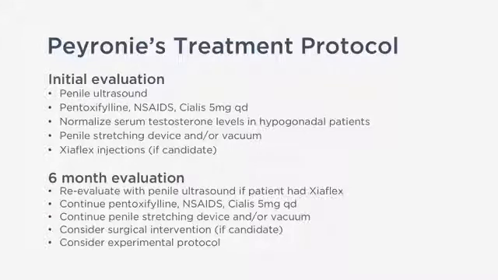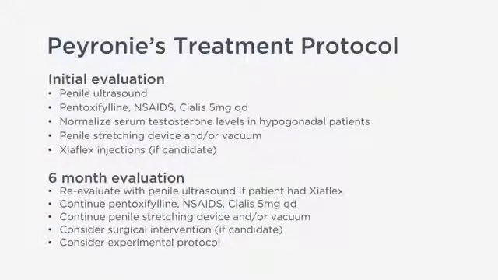It is my belief that low testosterone can be a contributor to Peyronie's disease. In patients who are symptomatic and have low testosterone, we may consider testosterone therapy. We use penile stretching devices or a vacuum erection device, and in appropriate candidates, we do start Xiaflex injections. After 6 months, we reevaluate patients with another penile ultrasound, particularly if they've started Xiaflex injections. We continue with the medications and the penile stretching device, but at this point, we may consider surgical options or consider experimental protocols that we have at Baylor College of Medicine.